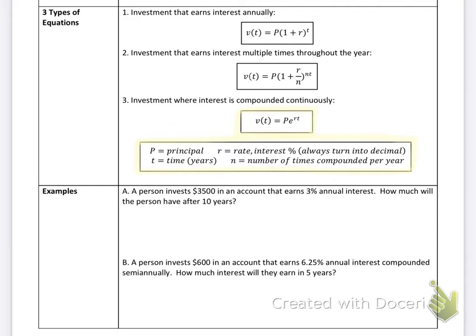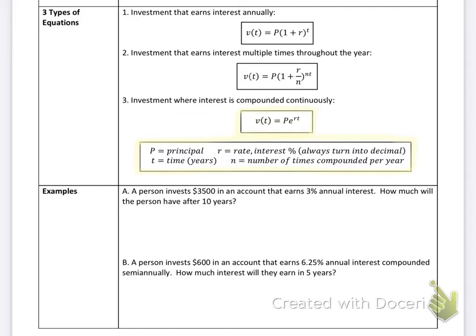So the very first thing when you're solving a problem for compound interest is that you want to figure out what formula you're going to be using. And so you want to highlight the key pieces of information. So let's look at the first example, example A. It says a person invests $3,500 in an account that earns 3% annual interest. How much will the person have after 10 years?